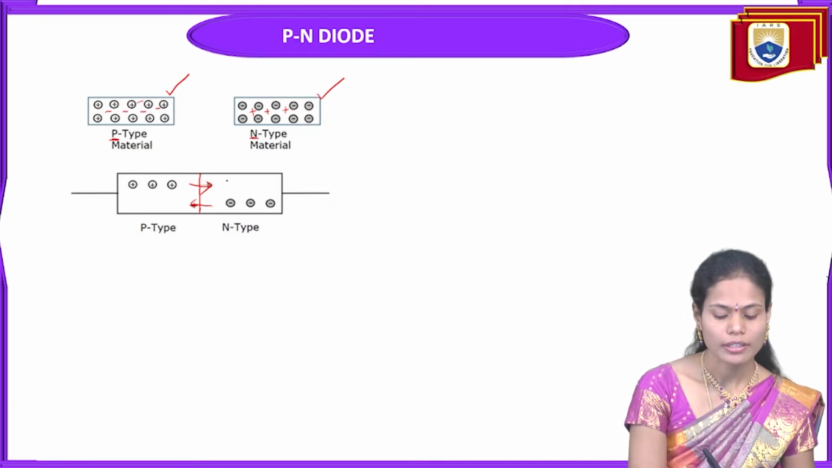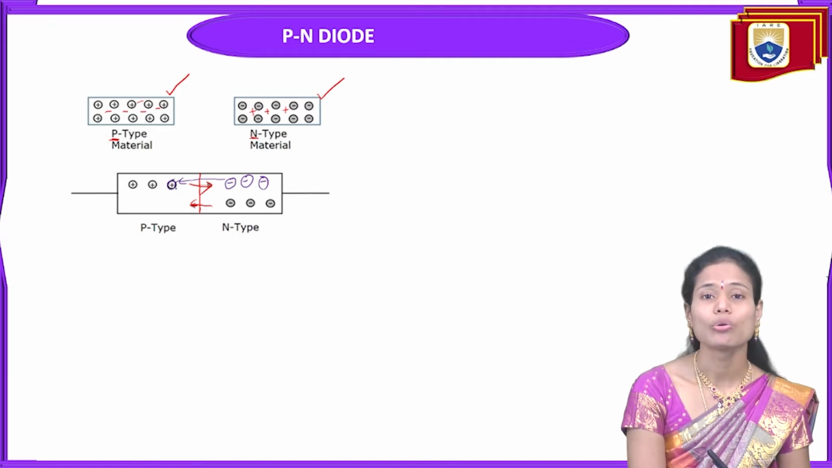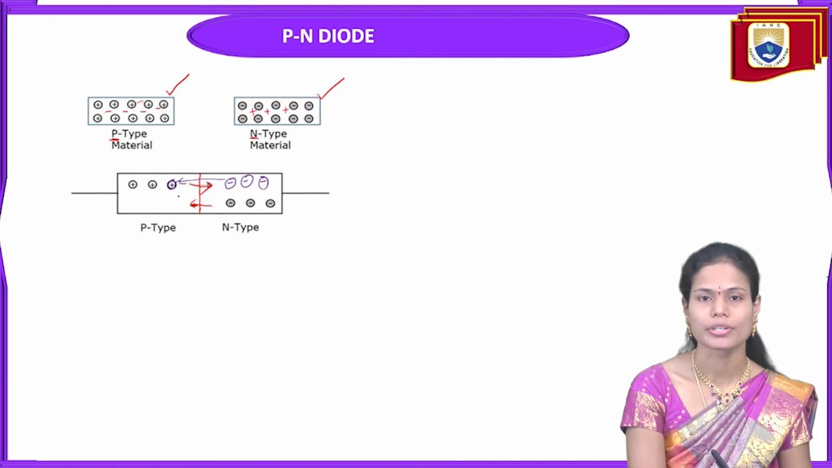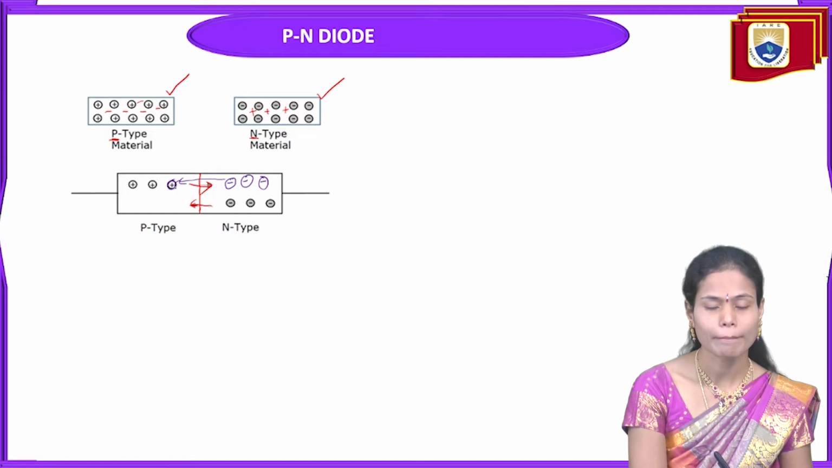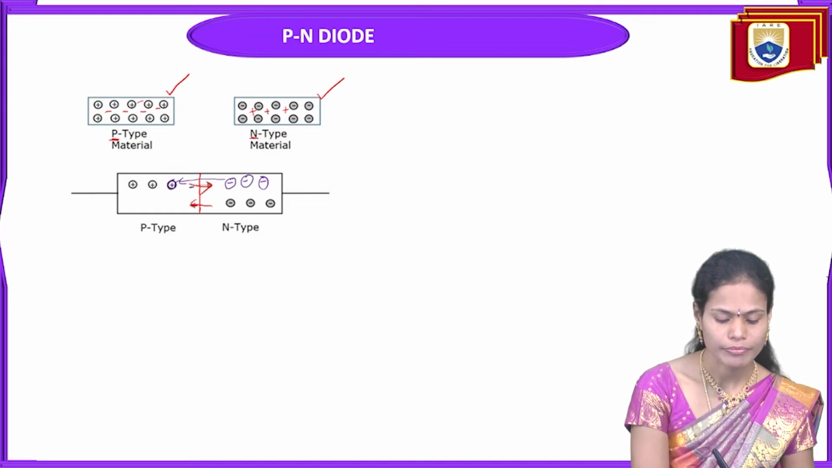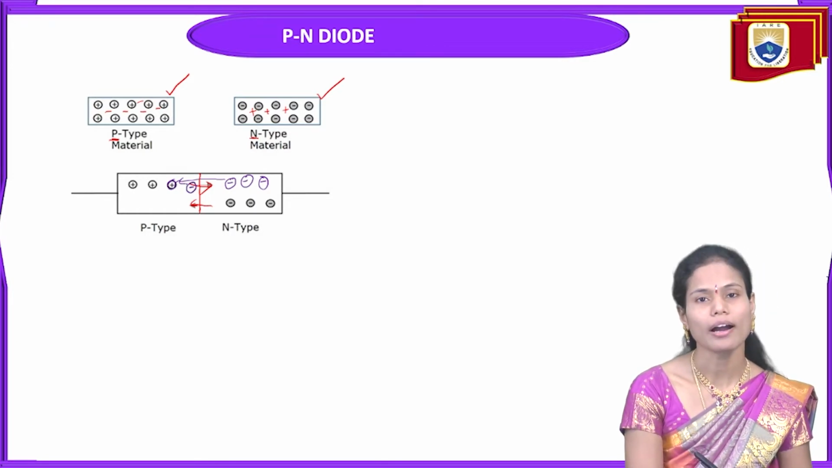If I take one particular electron, it tries to diffuse from the N region to the P region and combines with a hole present in the P region. Once this electron combines with the hole, the hole loses its original positive charge and becomes a negative immobile ion.